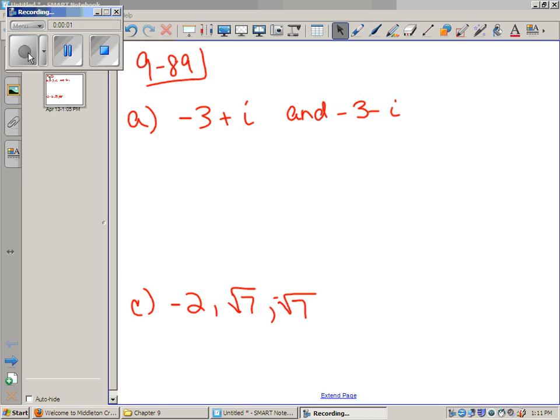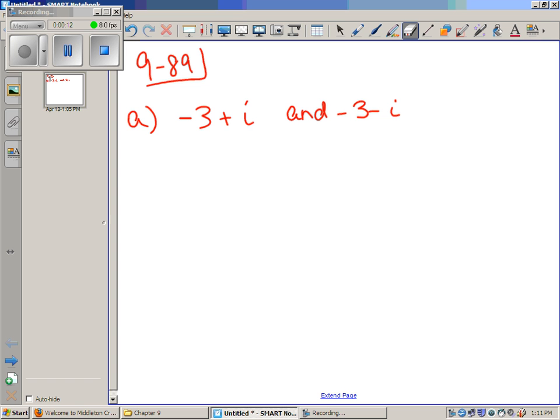So for number 989, I put A and D together because they are definitely related to each other. So we'll take a look at A first, and then we'll take a look at how it relates to D. So for A, I would use the shortcut that we learned.